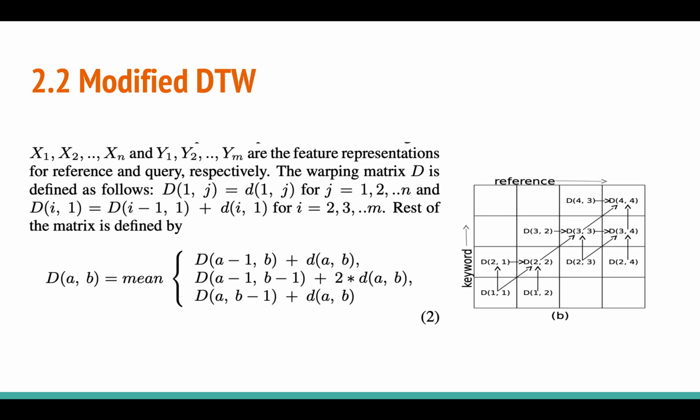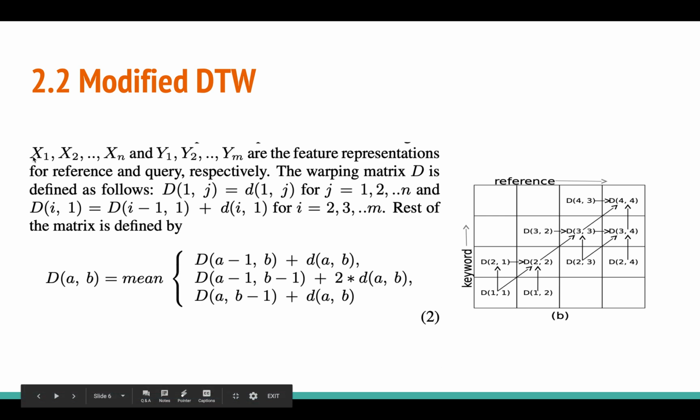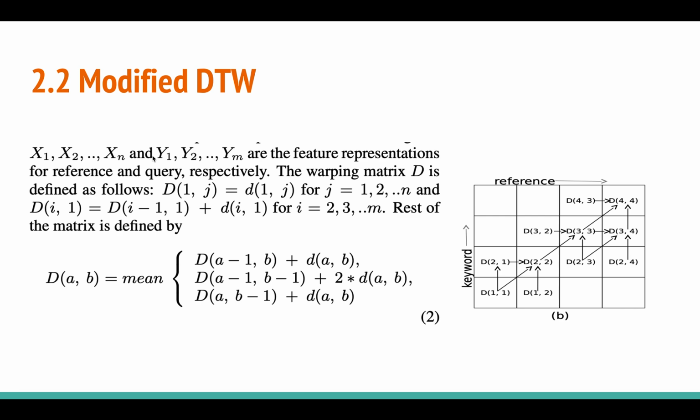Coming to the DTW, I'll explain the modified DTW first, and later I'll explain what the actual DTW was. Let's consider you have n posteriorogram vectors for the reference audio. Let's say you are given an audio track of 10 seconds and you are asked to find a particular keyword in that audio track. So you have n posteriorogram vectors, called the reference sequence. Then you have y1, y2, up to ym, which are m posteriorogram features for the keyword, called the query here, and obviously m will be much smaller than n.